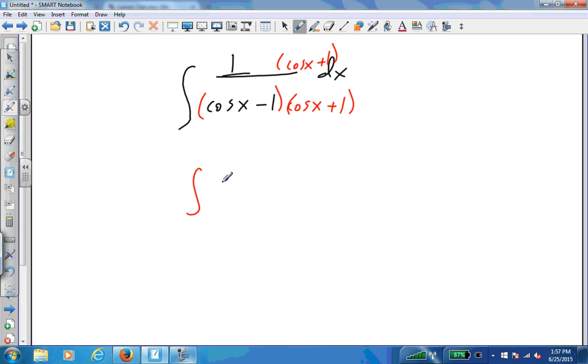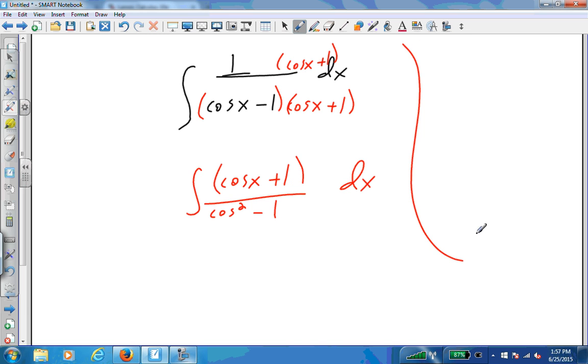So on top, we have cosine x plus 1. If we distribute that, we'll get a cosine squared. We'll get a cosine x minus cosine x, which cancels, minus 1. And anytime we have a sine squared or cosine squared and a 1, think back to the Pythagorean identity. Sine squared plus cosine squared is 1.